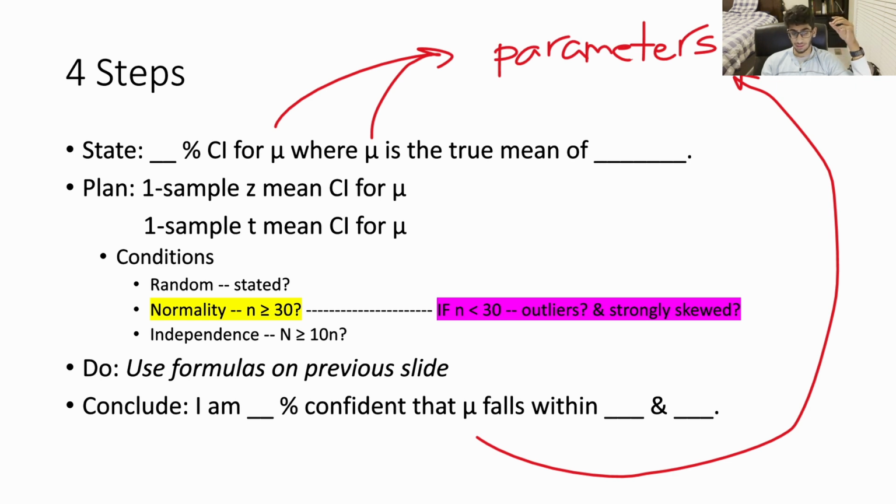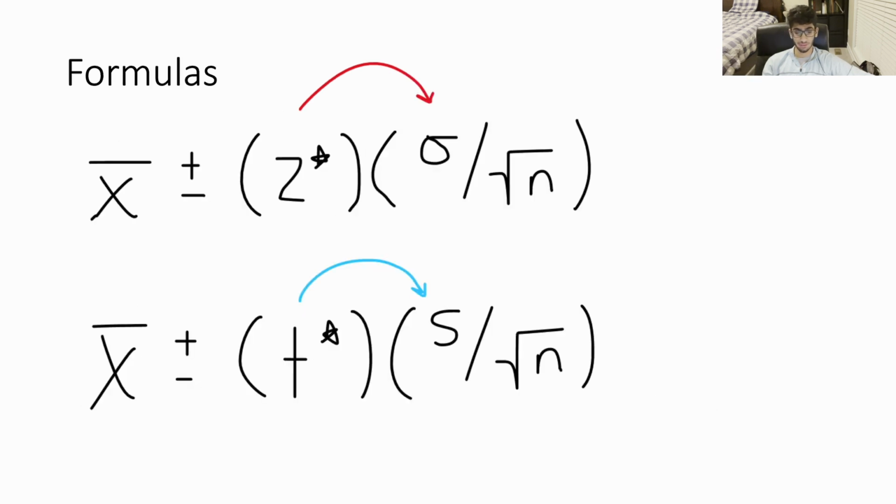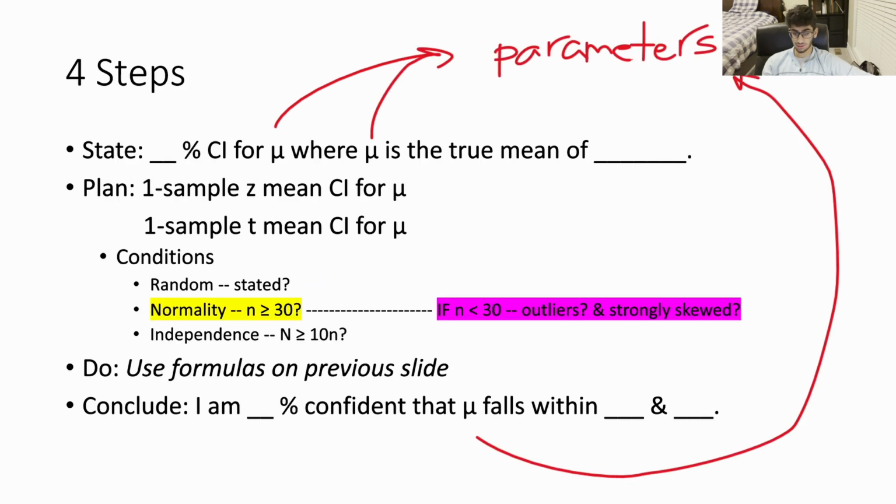Conditions are random, normality, and independence. To figure out if it's random, it's most likely going to be stated. For normality, the sample size has to be greater than 30. However, if it's less than 30, you have to see if there are outliers or if it's strongly skewed on a graph. And for independence, the population has to be greater than 10 times the sample size. For the do part, you just use these formulas, and for conclude, you just fill in the blanks.